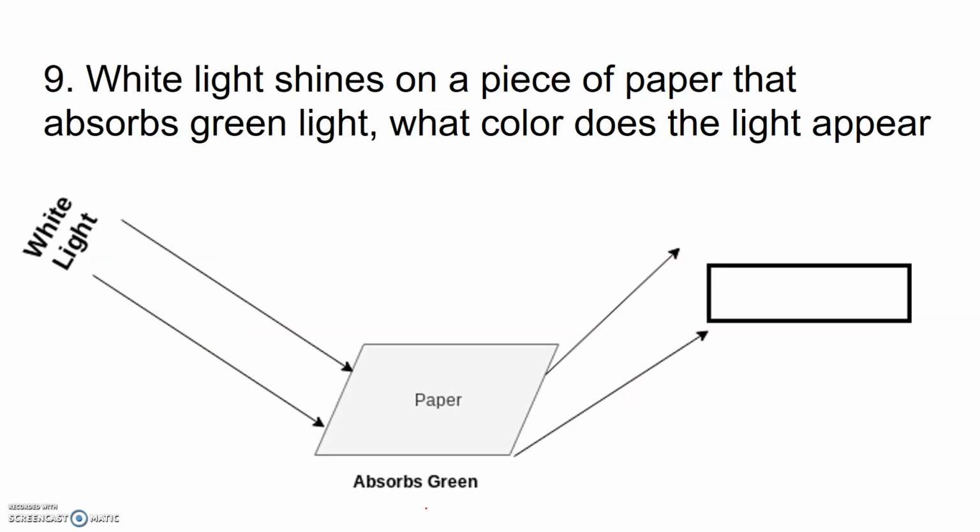Okay, so white light shines on a piece of paper that absorbs green light. What color does the paper appear? We know that white light is red, green, and blue. Well, if you have red, green, and blue coming in, but it takes away blue, all that's left is red and green. Red plus green, we said, is yellow.